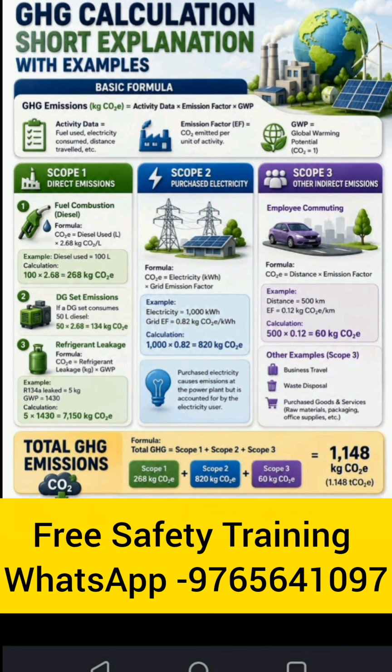So total GHG emission in CO2: the formula is total GHG equals Scope 1 plus Scope 2 plus Scope 3. Scope 1 268 kg CO2 plus Scope 2 820 kg CO2 plus Scope 3 60 kg CO2. So the total is 1148 kg CO2.